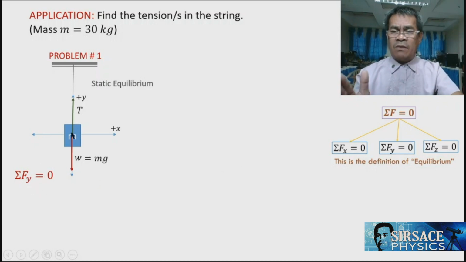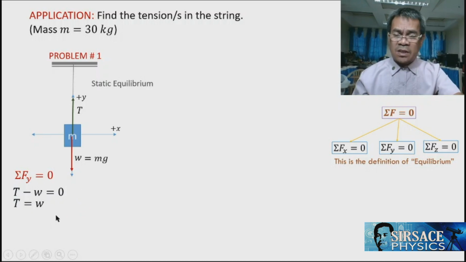Summing up all forces along y, T is positive, and W is downward, so this must be negative. Since there are only two forces, equate to zero. This is according to the definition. If you sum up all forces along y, positive T minus W, the sum should be zero. Then transpose W to the right side, then replace W with mg.